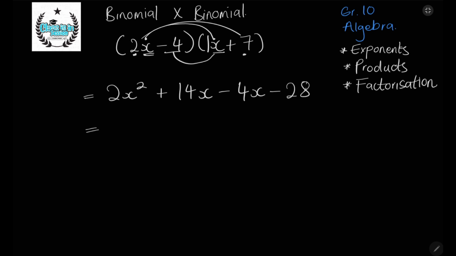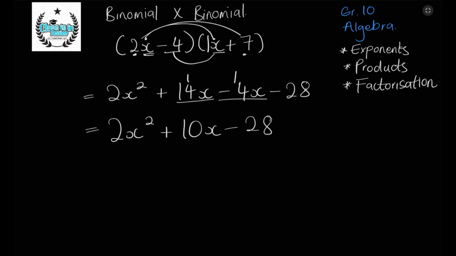Now let's look for like terms. We have 2x squared. You write it as it is. Then 14x minus 4x. These are like terms. So we say 14 minus 4, which is 10. Positive 10, right? Now let's account for x for our variables. We have x, minus 28. So our final answer is 2x squared plus 10x minus 28.